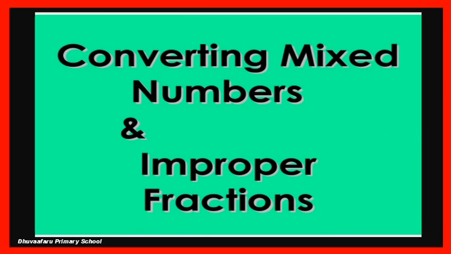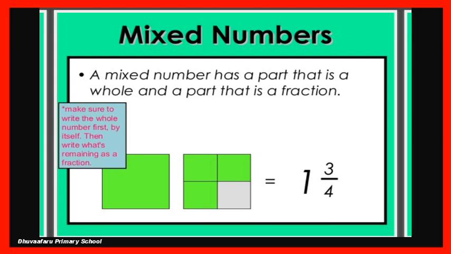Converting mixed numbers and improper fractions. Mixed numbers. A mixed number has a part that is a whole and a part that is a fraction. Here you can see a whole and you can see 3/4. 3 parts are colored, so it is 3/4. 1 and 3/4.